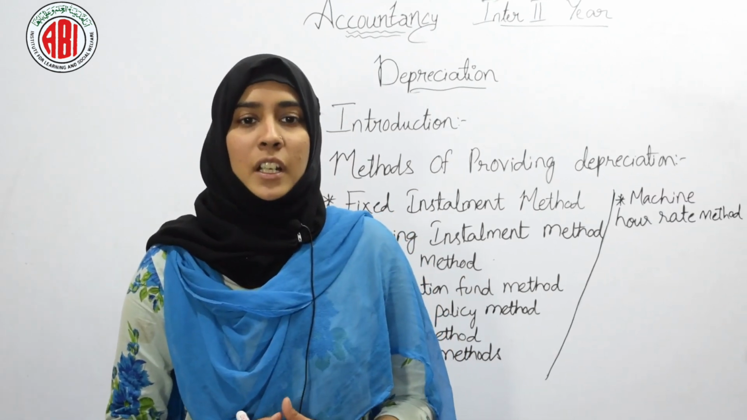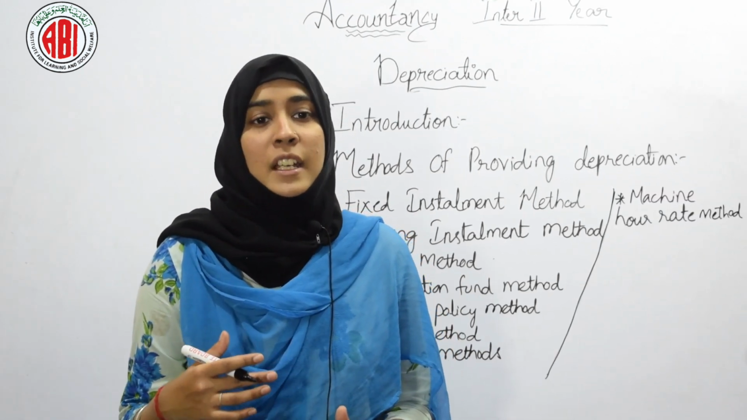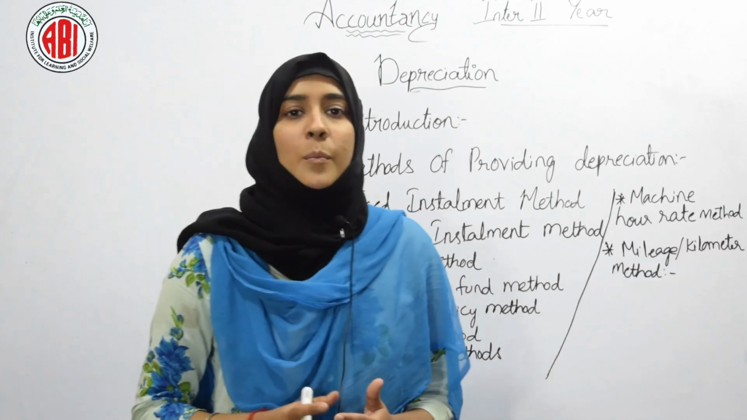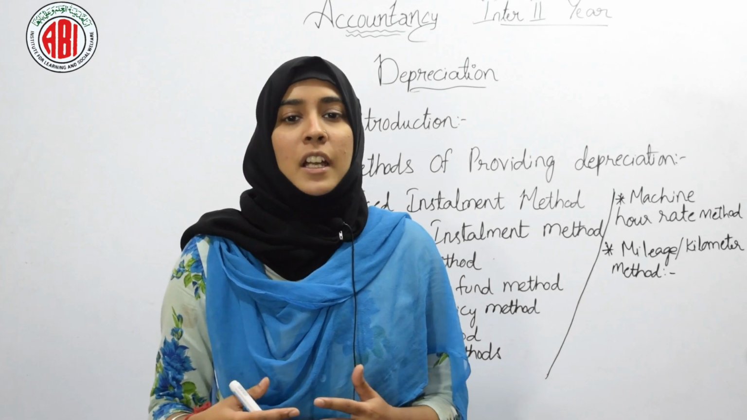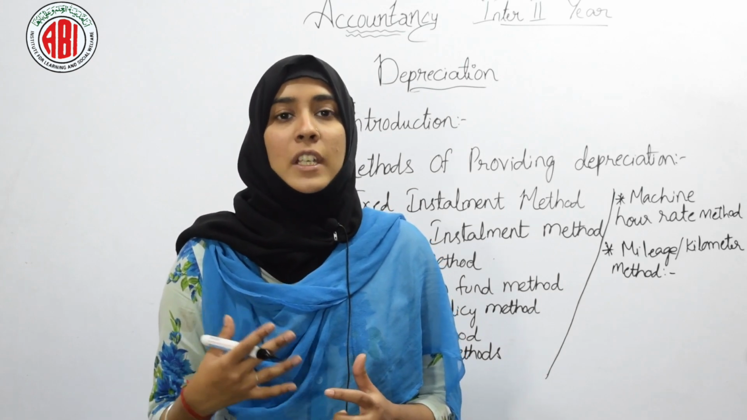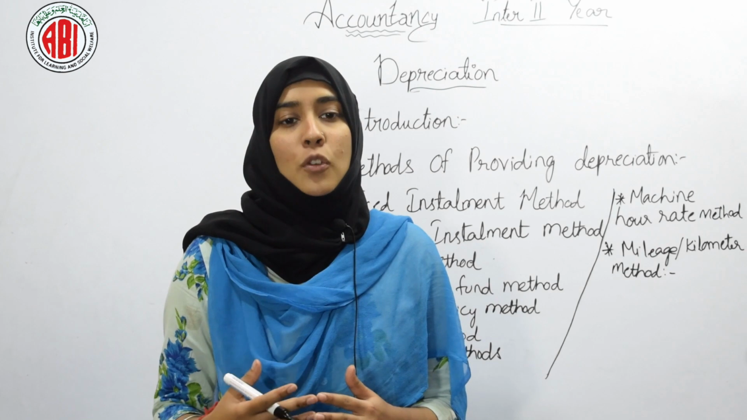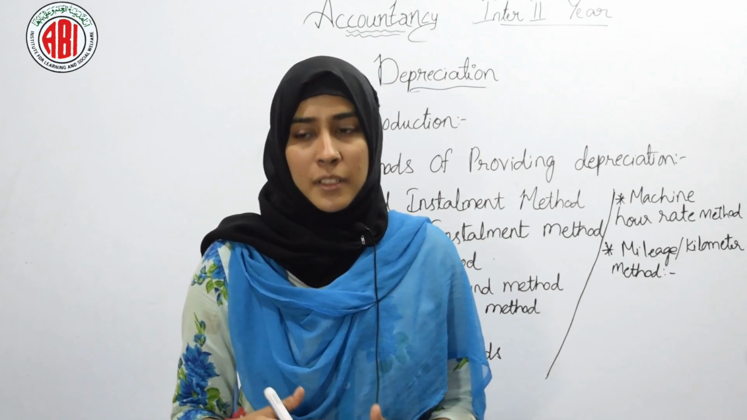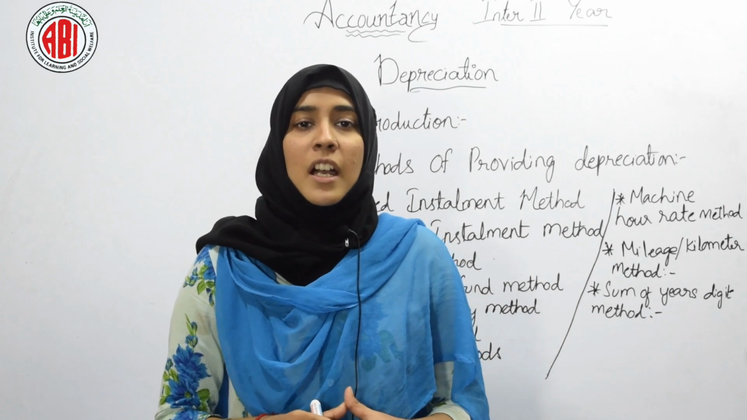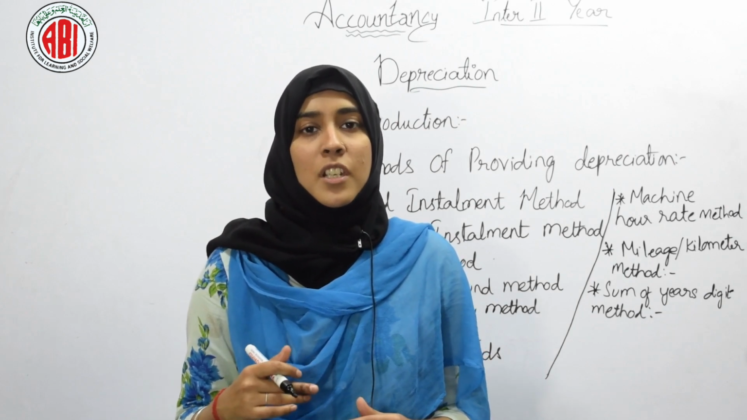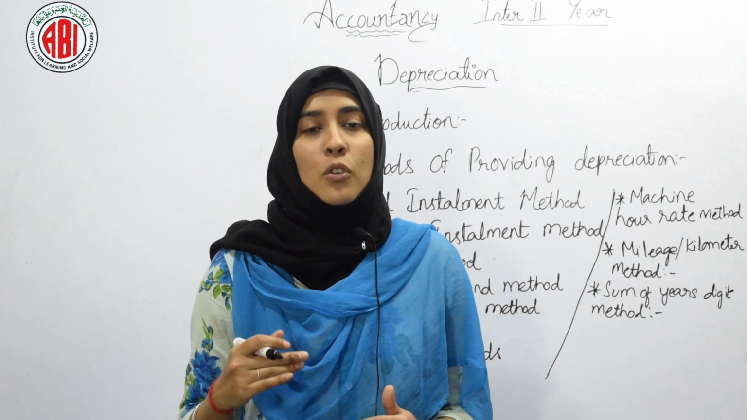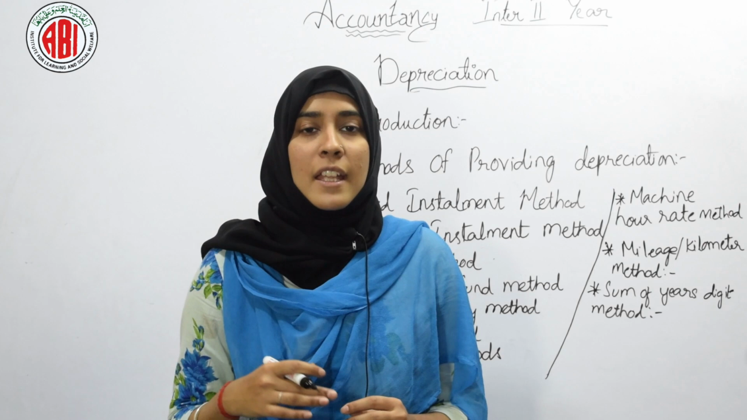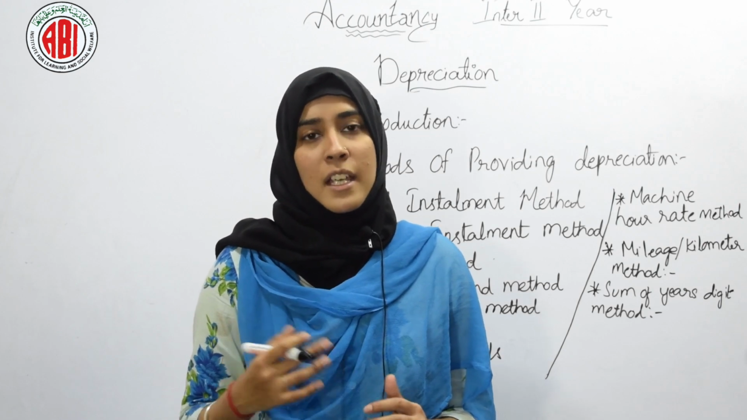Machine hour rate method. Under this method, the life of an asset is estimated in hours and it is used for machines. Mileage or kilometer method. Under this method, the useful life of the asset is estimated in kilometers, and this method is used for vehicles, lorries, etc. Sum of years digit method. Under this method, annual depreciation is calculated by multiplying the original cost of the asset less its estimated scrap value, and this method is used for plants and machinery.